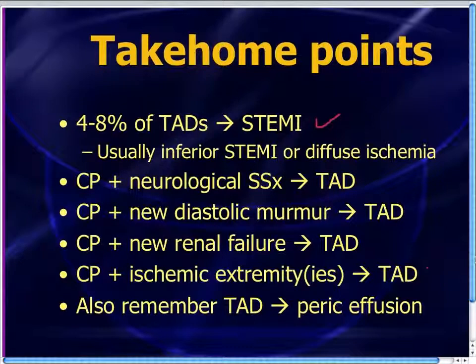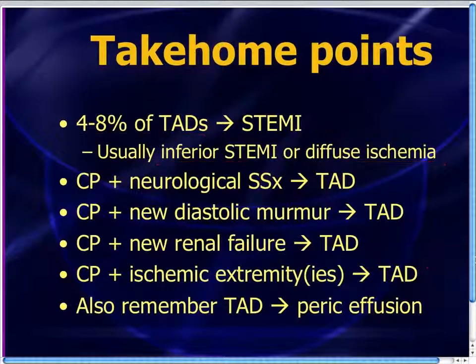Dissections can produce a STEMI. Now, it's not that common. Only about 4 to 8%, according to the literature, of thoracic dissections will produce a STEMI. And if it's a STEMI, it usually is an inferior STEMI. Nothing in medicine is 100%, but usually this is an inferior STEMI because it's knocking out the right coronary. It can also produce diffuse ischemia with ST depressions all over the place.